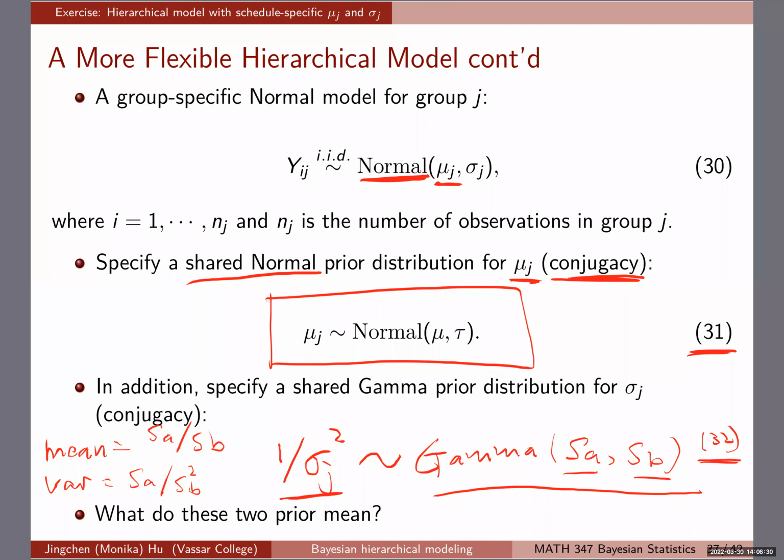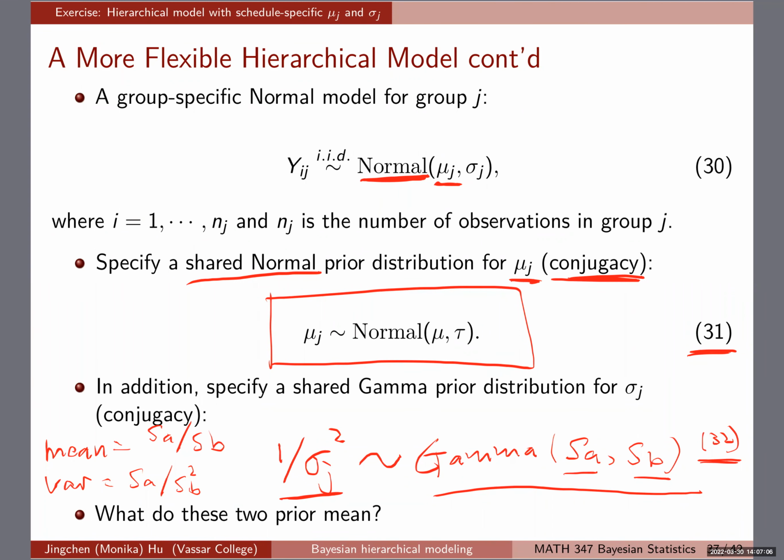Okay, so just like what we were talking about in equation 31 for the mu j's, first of all, for 1 over sigma j squared itself, I can tune my SA over SP to represent on average how they should be, because that's the mean of this gamma. But then if I think all of the sigma j's are quite different from each other, then I can probably have a roughly larger SA over SP squared, because that's the variance of this gamma distribution. If I think they are quite similar to each other, not very far away, then I can give a prior distribution that is showing a smaller variance.